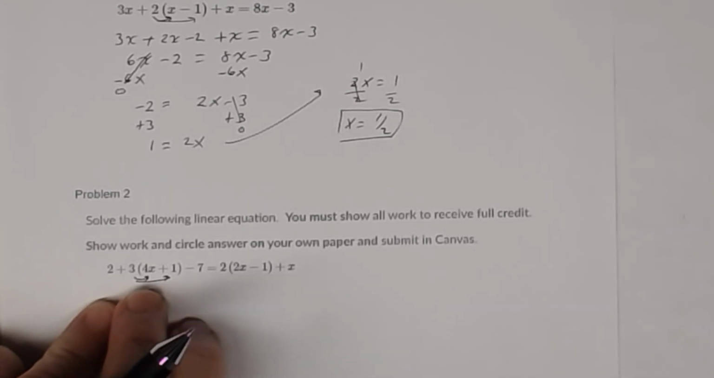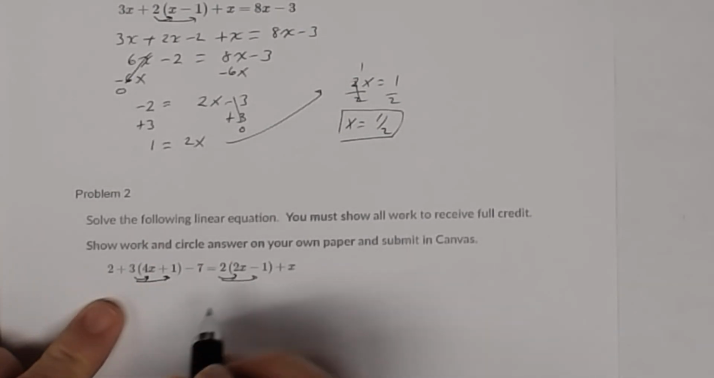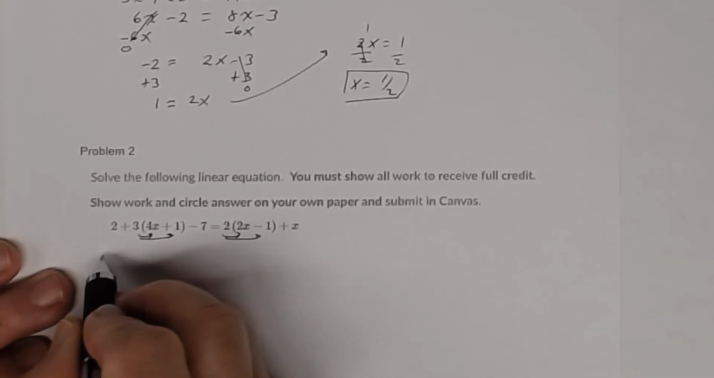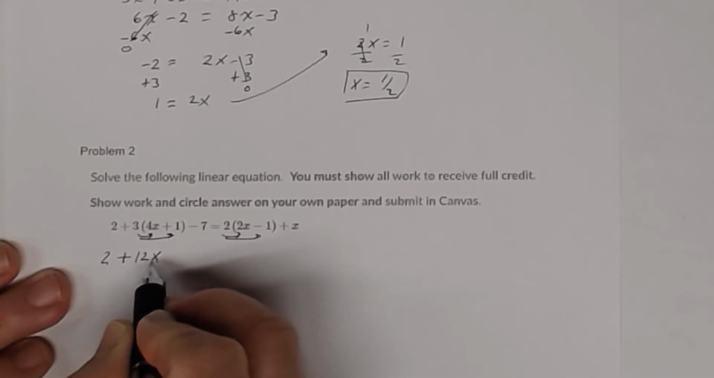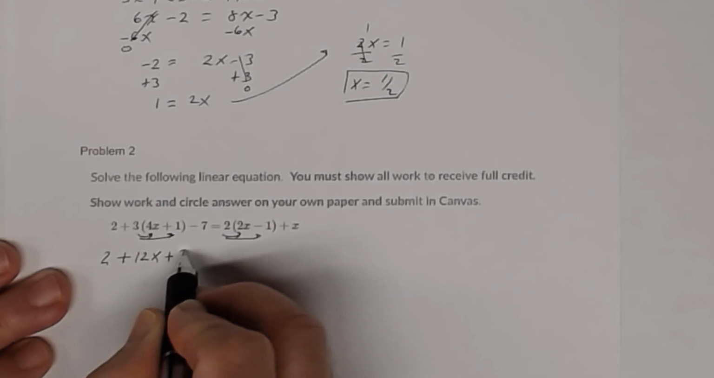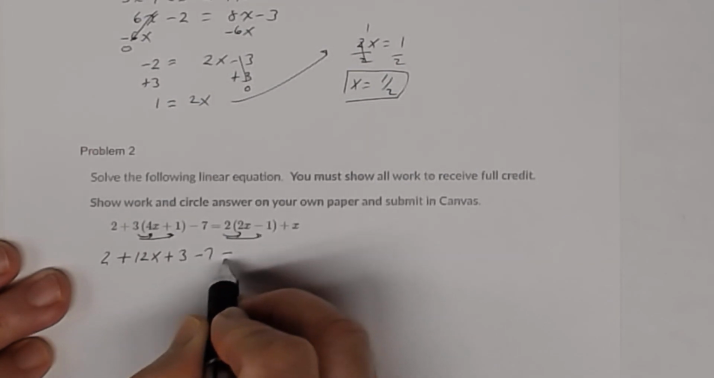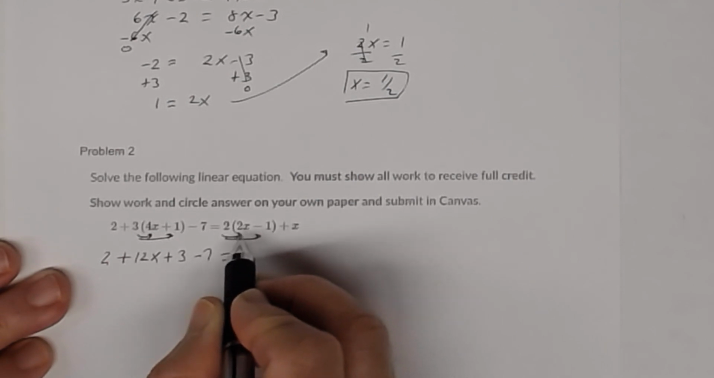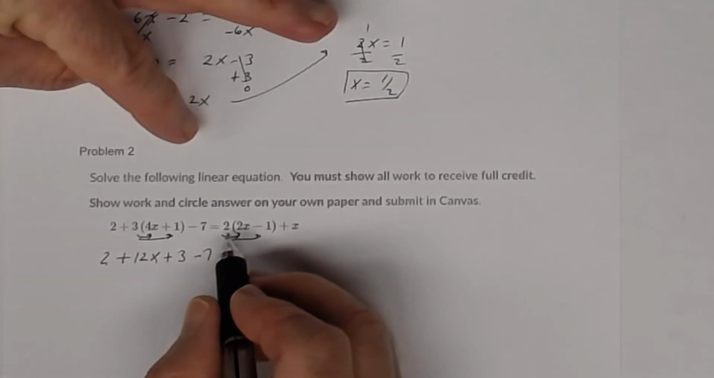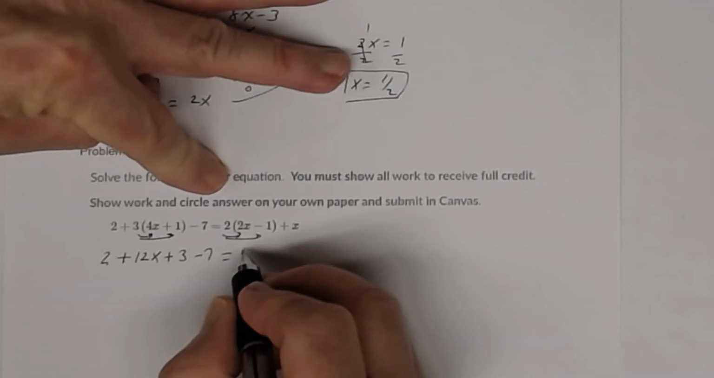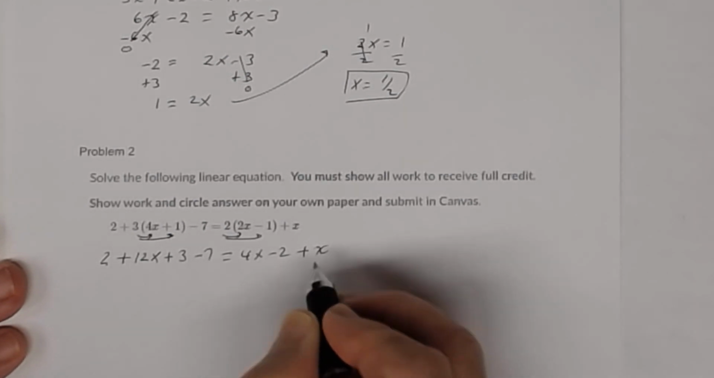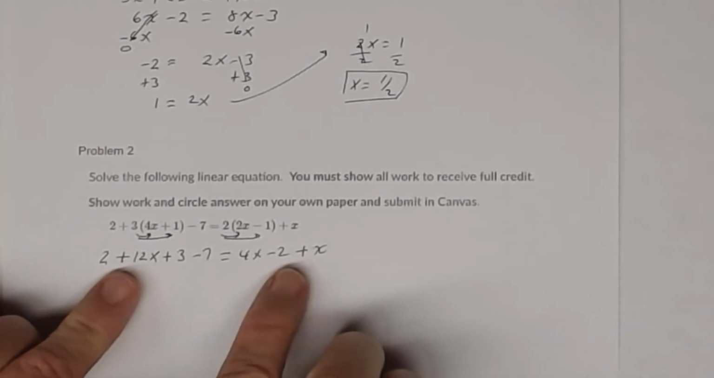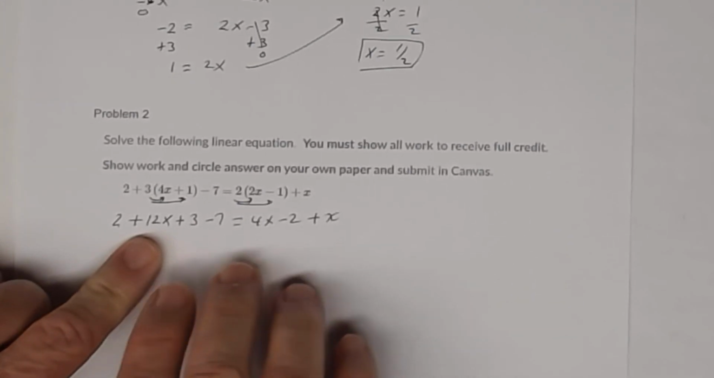So we're going to use the distributive property here, and we're also going to use it here. So I get 2, and then when I distribute, 3 times 4x is 12x. 3 times positive 1 is 3, and then subtract 7 equals, and then using the distributive property here, every term that's inside this parentheses, I have to multiply by 2. So I get 2 times 2x is 4x, 2 times a negative 2 is a negative 2, and then plus x.